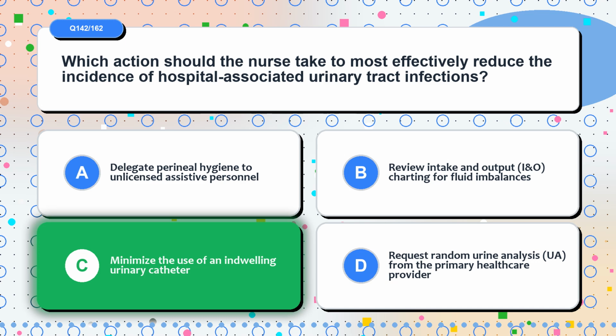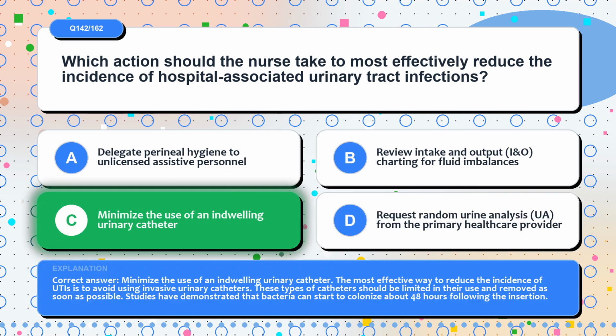The correct answer is option C, minimize the use of an indwelling urinary catheter. The most effective way to reduce the incidence of UTIs is to avoid using invasive urinary catheters. These types of catheters should be limited in their use and removed as soon as possible. Studies have demonstrated that bacteria can start to colonize about 48 hours following the insertion.